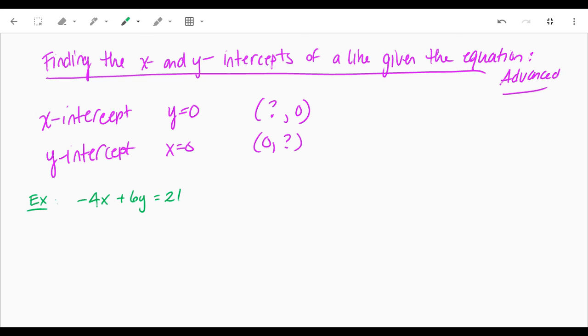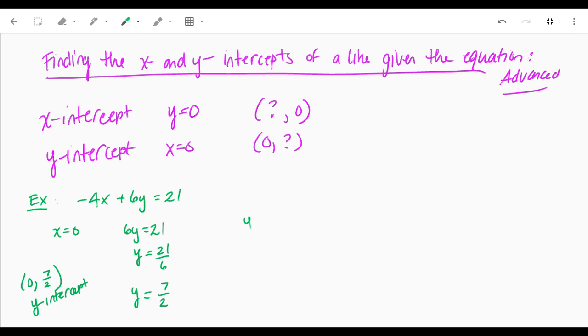Okay, so first of all, if x is 0, then that first term, negative 4 times 0, would just be 0. And we have 6y equals 21. Divide by 6. And they're probably going to want you to simplify that fraction. Since both the numerator and denominator are divisible by 3, we'll have 7 halves. So 0, 7 halves is our y-intercept. Okay, if the x-coordinate is 0, then we're only on the y-axis, we're looking at our y-intercept.